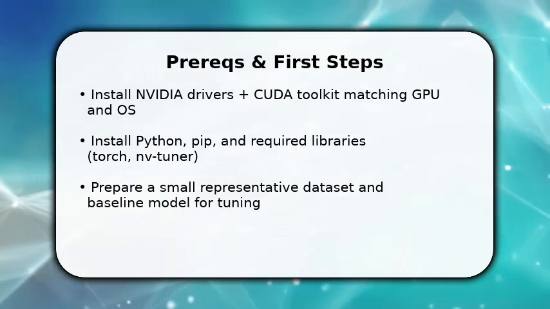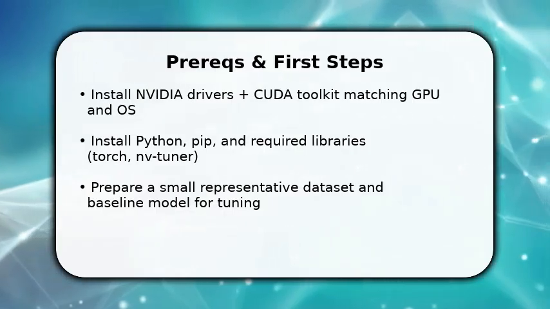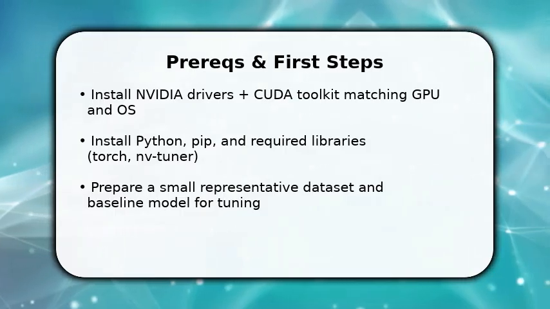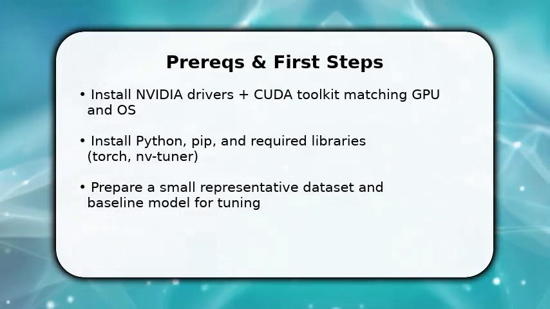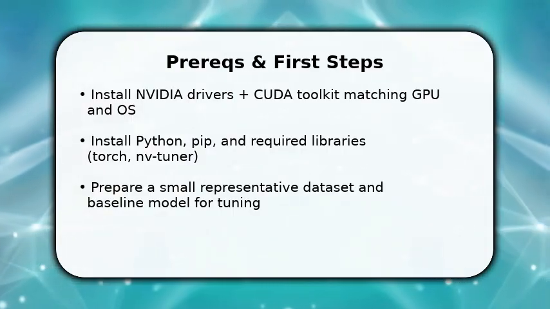Once done, prepare a representative dataset and a baseline model so the tuner measures realistic performance. Run a quick smoke test training pass to verify data I/O and GPU occupancy. This immediate validation saves hours later when the tuner begins.